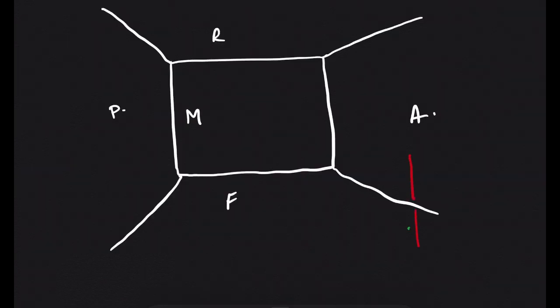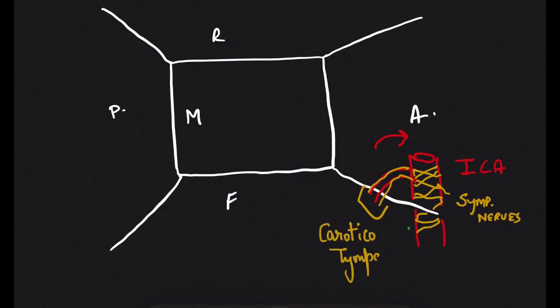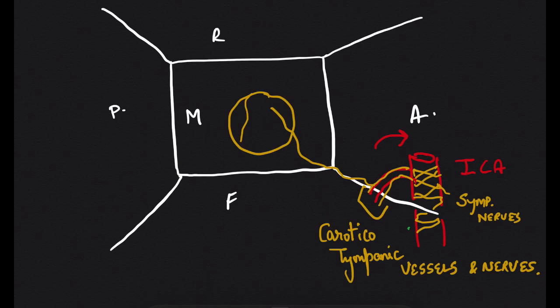Now let's talk about the relations of the middle ear. Imagine we are facing the medial wall. A is anterior, P is posterior, roof and floor. Anterior to the anterior wall lies the internal carotid artery, the ICA, which has its surrounding plexus of sympathetic nerves. The internal carotid artery gives caroticotympanic branches which come along with the sympathetic nerves through the anterior wall to enter the middle ear cavity. These sympathetic nerves supply the tympanic plexus, which is located on the medial wall of the middle ear, just over the promontory.